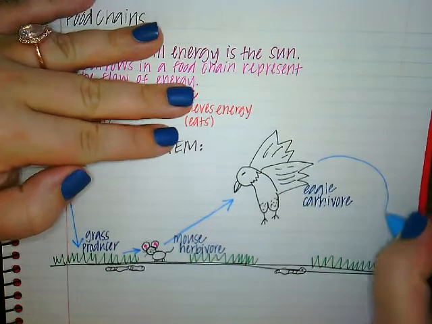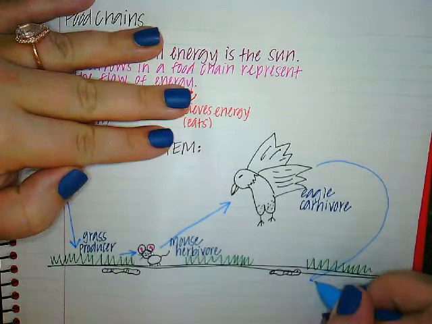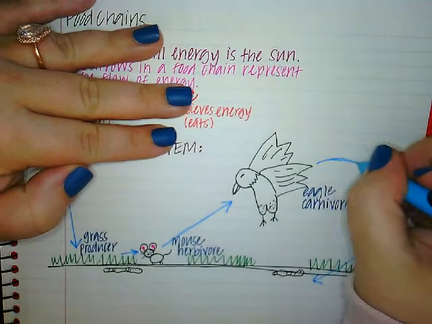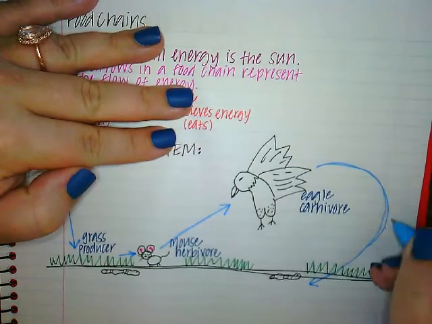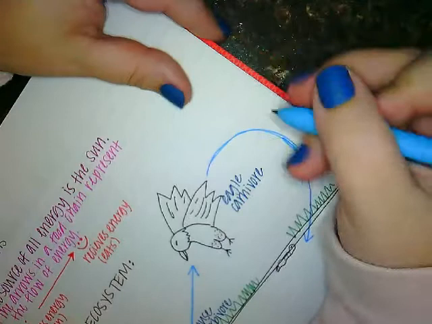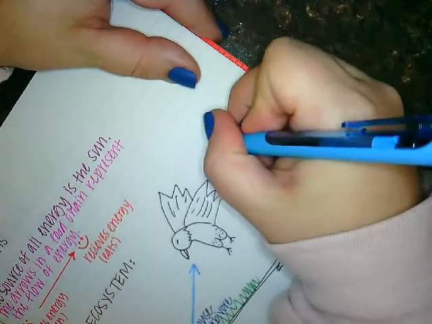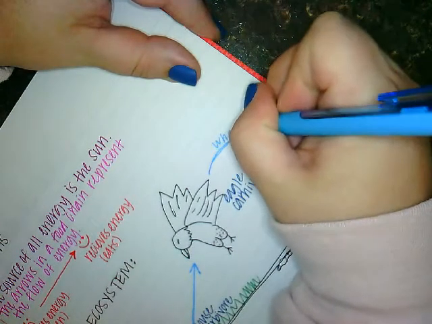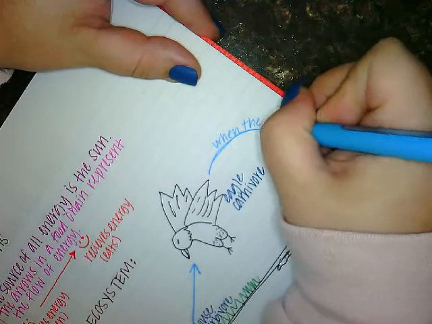Okay, and then we are going to add just one more layer, and we're going to draw a kind of funny arrow down here. Okay. Ooh. And we're going to go back and write on this arrow. And we're going to say, when the eagle dies.